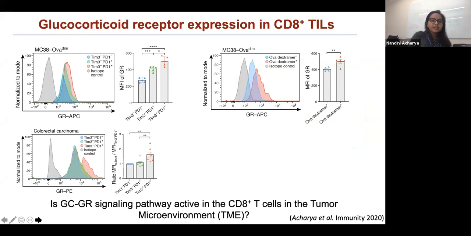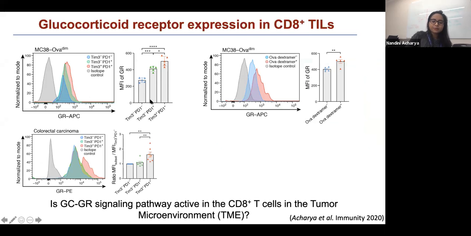So the first thing we did is we wanted to look at the protein levels of the glucocorticoid receptors in the CD8 T cells infiltrating the tumors. So the histogram here showing you the staining pattern. The cancer model that we used was NC38 colon carcinoma.